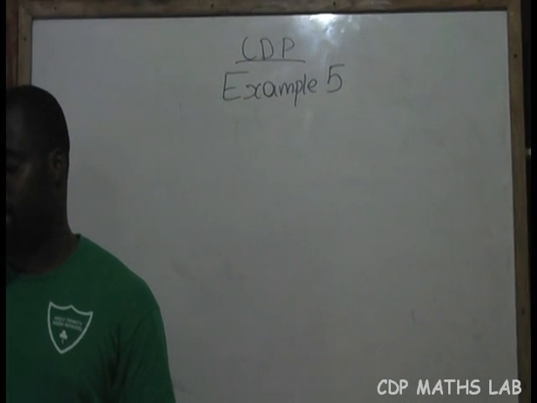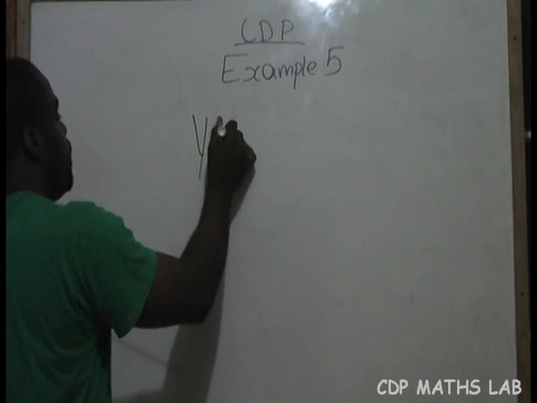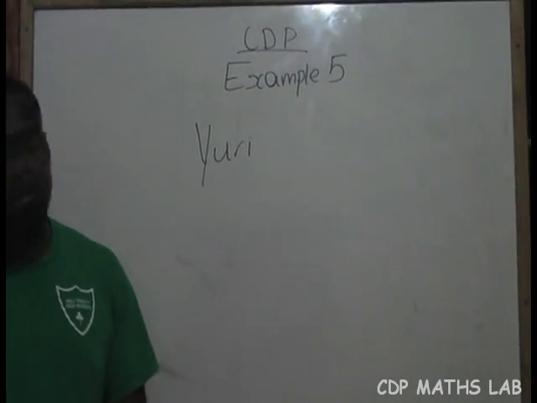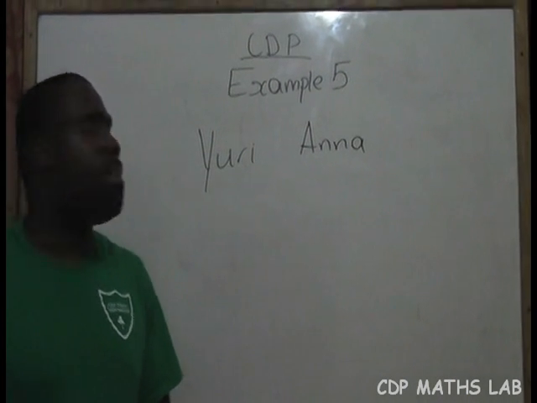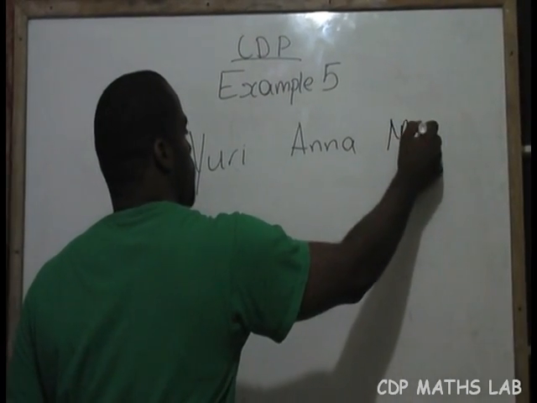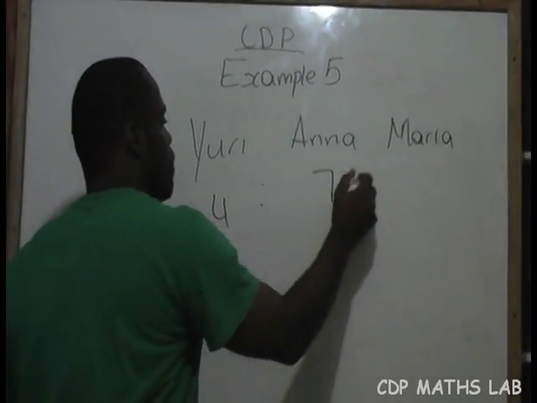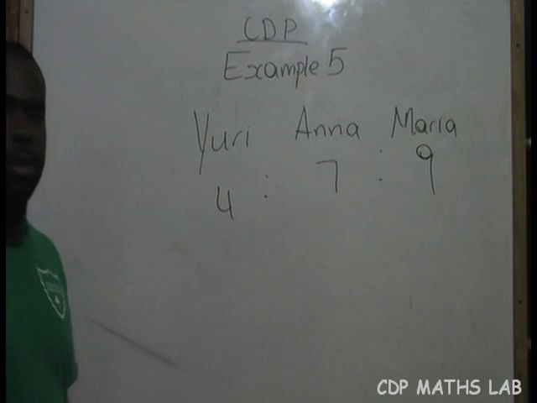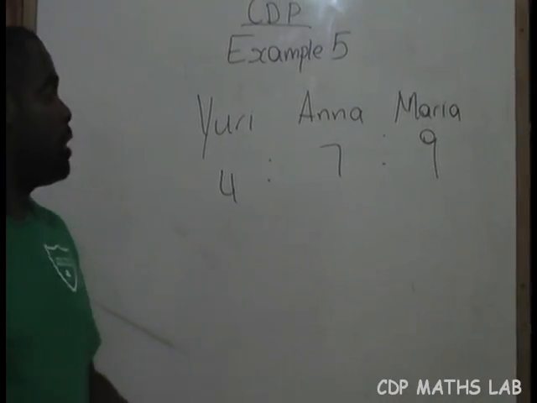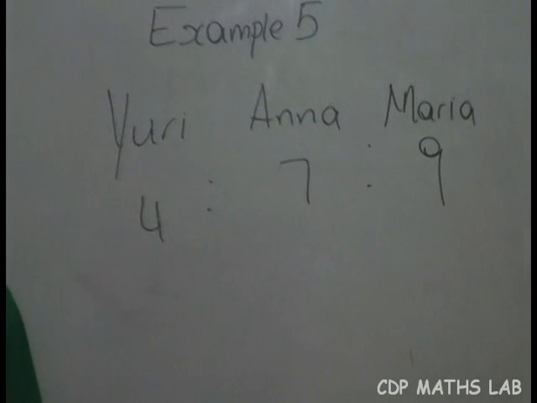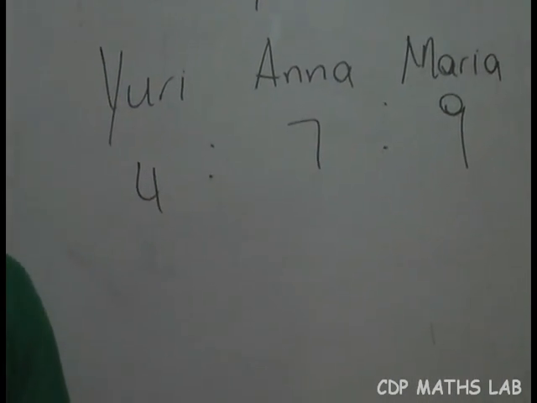So the first thing you need to identify is the fact that there are 3 persons again. So we have Yuri, we also have Anna, and we also have Marya. And what's the ratio? The ratio is 4 to 7 to 9. So guess what now? It says if Anna, what are we given? We're given Anna's share. So Anna's share is $1,295. And we are to calculate the total sum of money to be shared. Isn't that easy to do?